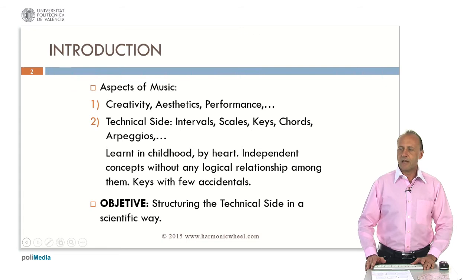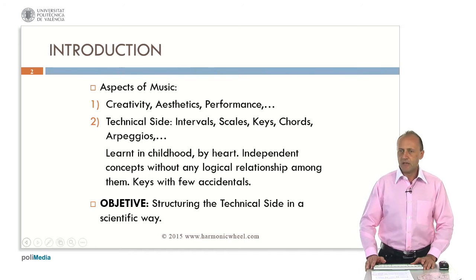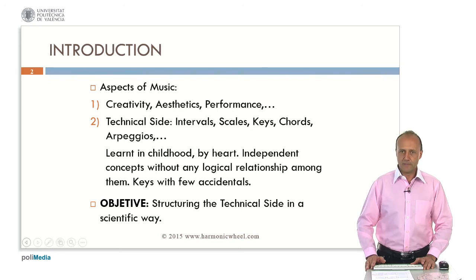Music has two different aspects. One deals with creativity, aesthetics, performance, etc. And the other one is a technical, even mathematical side, which includes intervals, scales, keys, chords, arpeggios, etc. This technical part of music is usually learned by heart, and normally when one is a child. After finishing the learning of music, one has many independent concepts without any logical relationship among them.